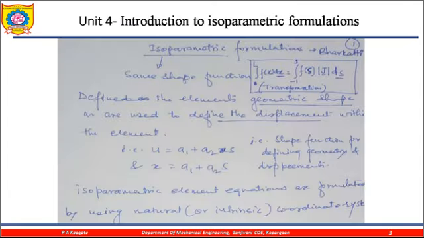So let us move with an introduction to isoparametric. Now what is meant by the isoparametric? Isoparametric means the parameters or the formulations, or we would say that the same function that defines the element geometric shape is used to define the displacement within the element. These are the elements, and the parameter which defines the element is the shape function, and this shape function defines the geometry as well as the displacement.